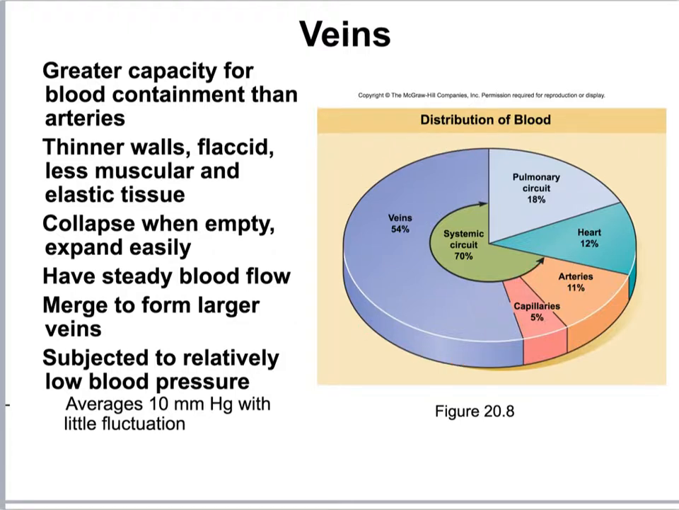Of the blood in the systemic circuit, most of it is in veins. Remember, your veins are usually larger in diameter than your arteries, and there's less force squeezing it out of your veins. So it tends to pool in your veins, particularly when you are at rest. About 5% of your blood is in your capillaries at any one time, and about 11% in your arteries. Blood in the veins is subject to relatively low blood pressure, at least under normal circumstances. Veins have thinner walls that are flaccid, less muscular, and with less elastic tissue.